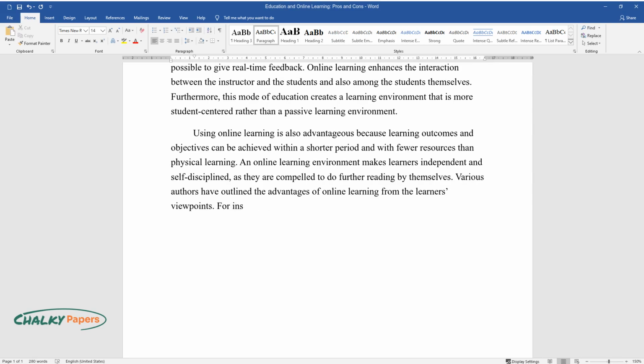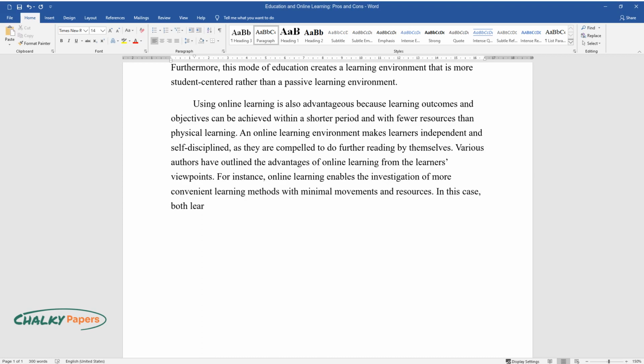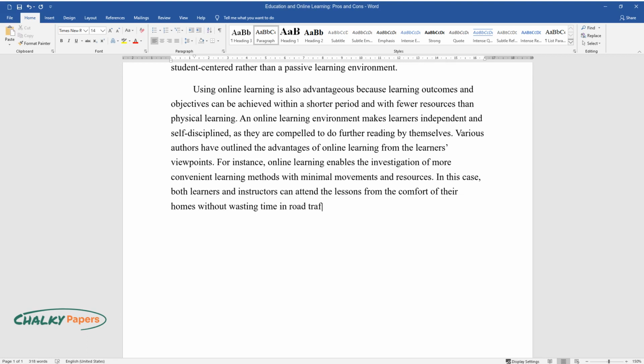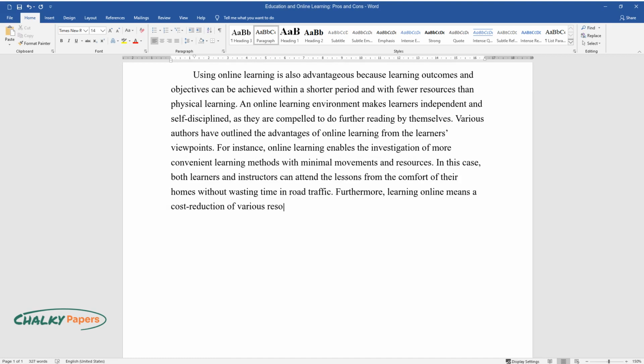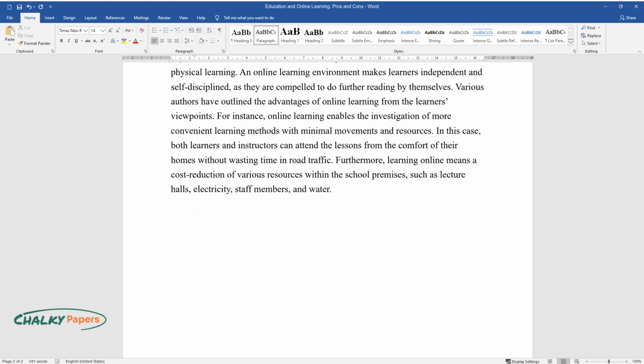For instance, online learning enables the investigation of more convenient learning methods with minimal movements and resources. In this case, both learners and instructors can attend the lessons from the comfort of their homes without wasting time in road traffic. Furthermore, learning online means a cost reduction of various resources within the school premises, such as lecture halls, electricity, staff members, and water.